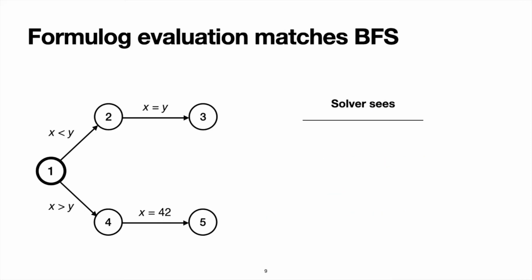It turns out that if you run this computation, Formulog evaluation is going to simulate breadth-first search. So what happens? We start at our entry point, and we'd explore the edge to 2, generating the constraint x is less than y. We'd then explore the other edge from the entry point, generating a different constraint. We'd go back to where we were before and try to explore the edge from 2 to 3, generating the constraint x is less than y and x is equal to y. And then we'd go back to the fourth path and generate a different constraint there.